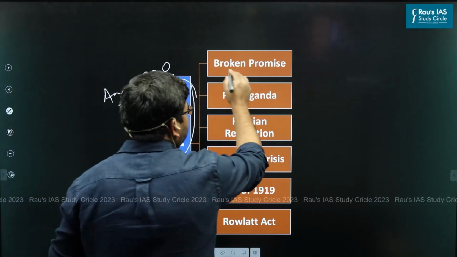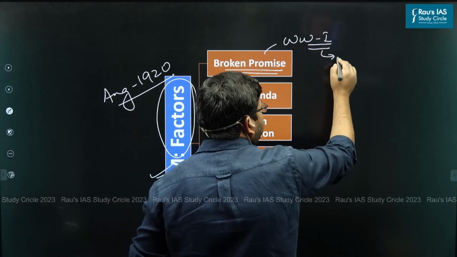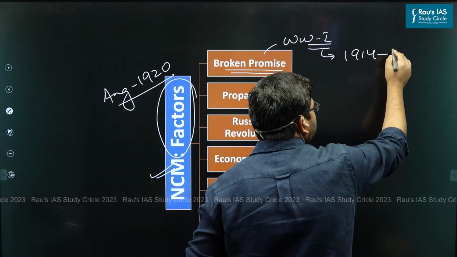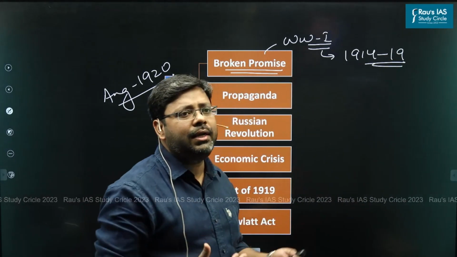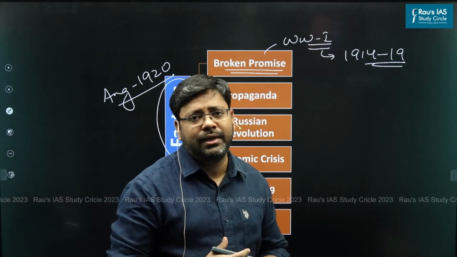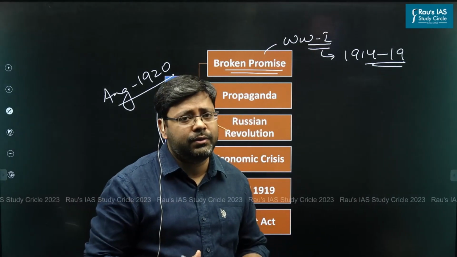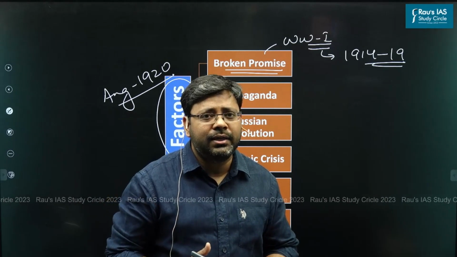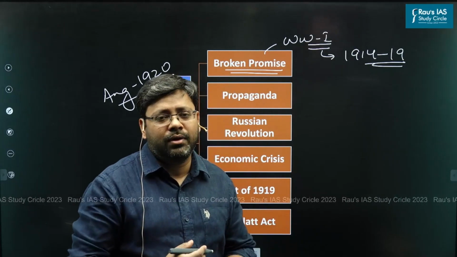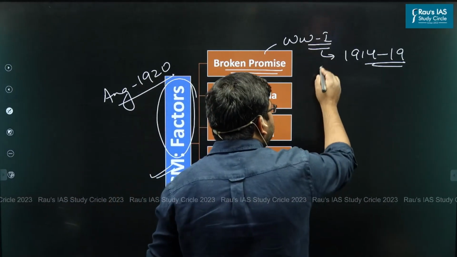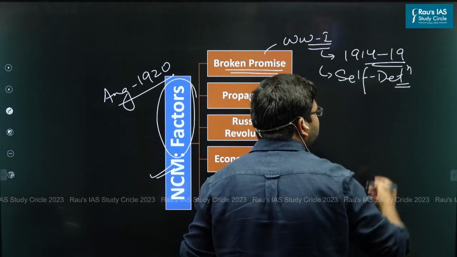First of all, it was the time just after the First World War. The time period of the First World War was 1914 to 1918, and 1919. In 1918, the war had ended, but the peace treaties were finalized in 1919. Now, the First World War was a big war. All the European imperial powers were fighting against each other. That is why the imperial powers were looking for support from their colonies during the war. So during the war, colonial powers like the British started promising self-determination to their colonies.